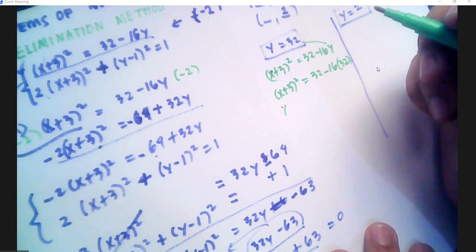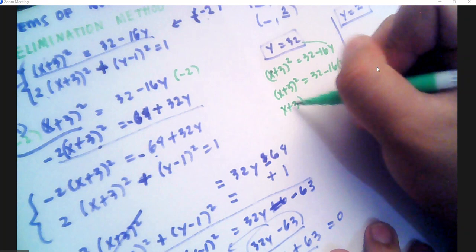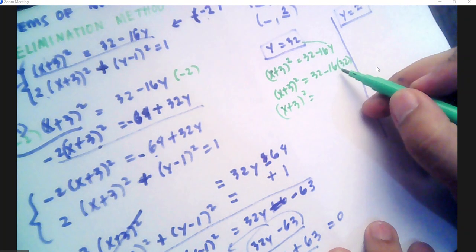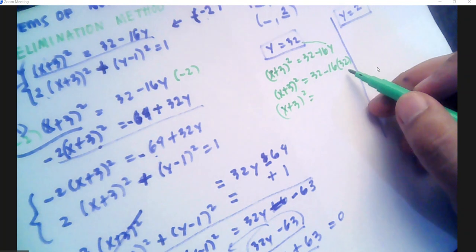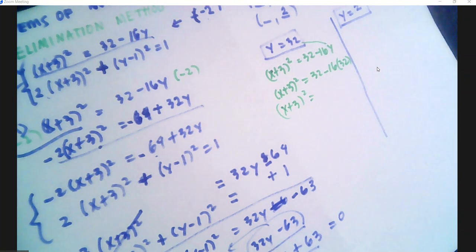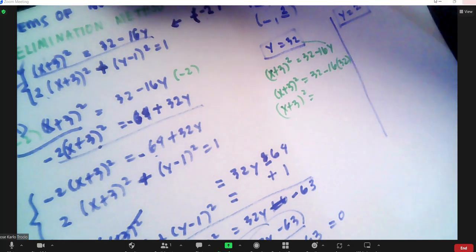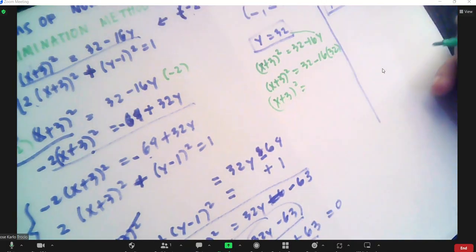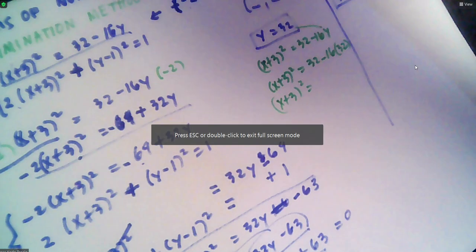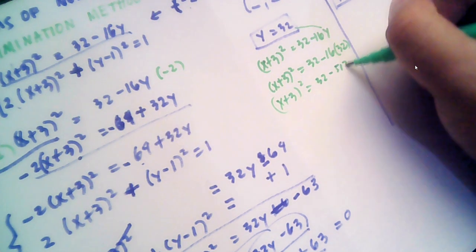Let us copy. Negative 16 times 32. Okay. Negative 16 times 32. I guess that is like a 512. Okay, that is 32 minus 512.